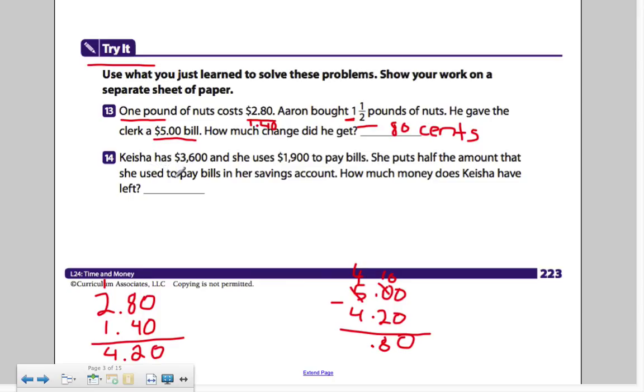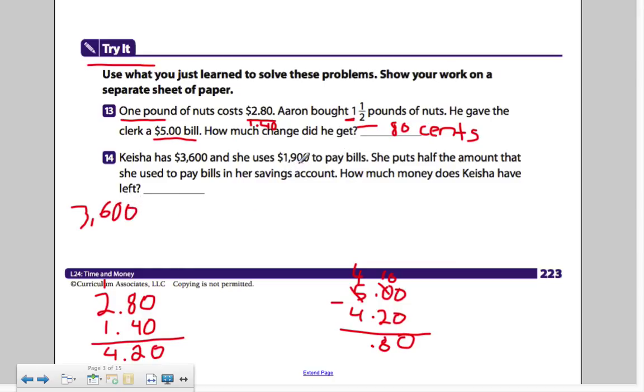Number 14. Keisha has, Kesha or Keisha? I don't know. Keisha has $3,600, and she uses $1,900 to pay bills. She puts half the amount that she used to pay bills in her savings account. How much money does Keisha have left? Wow, they are killing you with these. All right, so she has $3,600 total. That's her total.